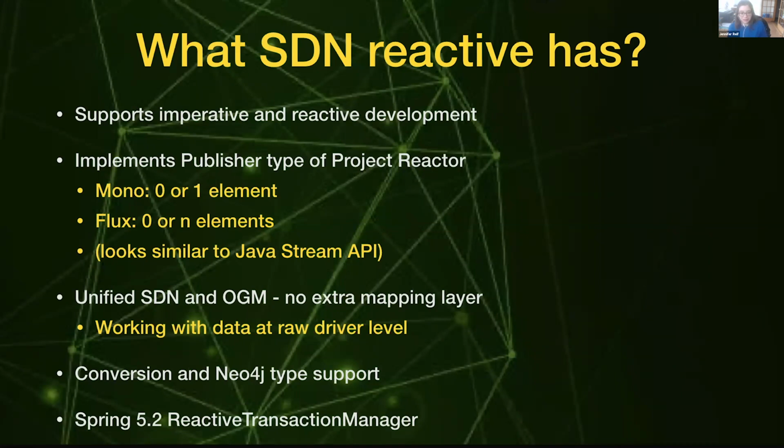With the SDNRX, we've unified our Spring Data Neo4j and the object graph mapper layers. If you're familiar with the SDN before, those were two separate layers, the object mapping and then the actual Spring Data Neo4j application layer. That got kind of confusing, figuring out what handled what sometimes. And so with this, we've bundled those, and the SDNRX project is working directly with the data at the raw driver level, which I'll show in just a second. If you're using Neo4j already, we do offer conversion and Neo4j type support. So the data types that are available in Neo4j, SDNRX supports those. And then Spring 5.2 Reactive Transaction Manager. I'm not sure how many projects support that at this time, but the SDNRX project does.